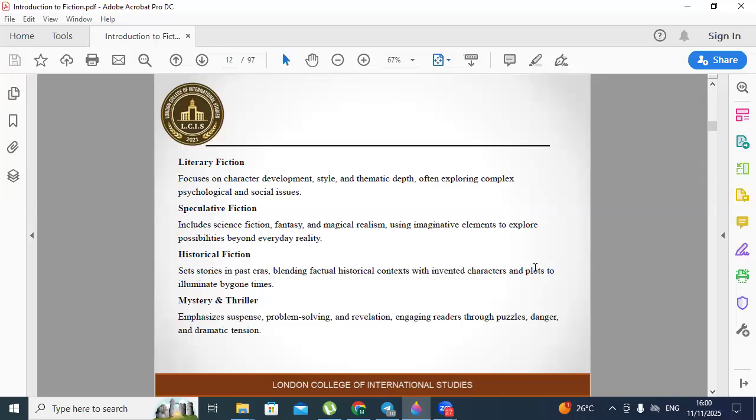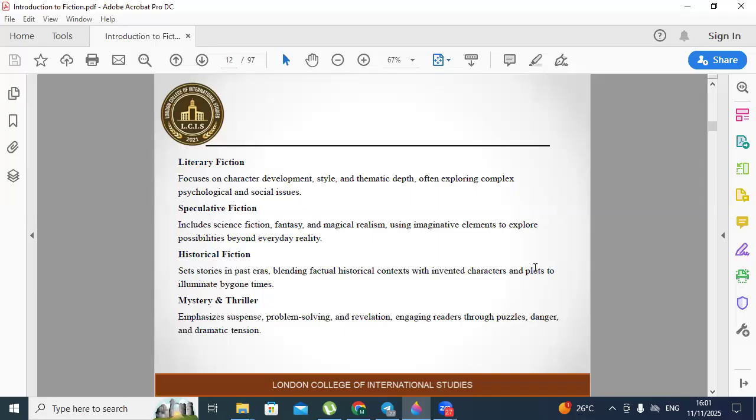Historical fiction sets stories in past eras, blending factual historical contexts with invented characters and plots. The best historical fiction illuminates bygone times while remaining relevant to contemporary concerns. Think of Hilary Mantel's Wolf Hall trilogy or Toni Morrison's Beloved.